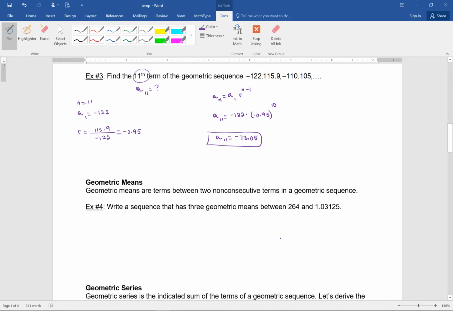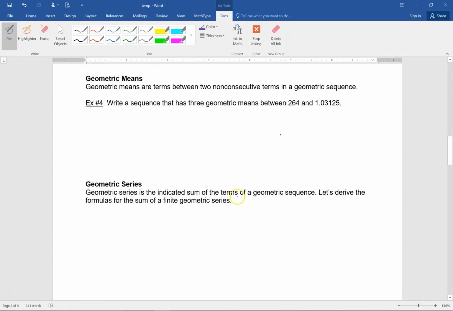All right. We remember what arithmetic means were? Geometric means are exactly the same thing. Those are just terms between two non-consecutive terms in a geometric sequence this time. All right. So let's find a sequence that has three geometric means between 264 and 1.03125. All right? So, first we need to find r.